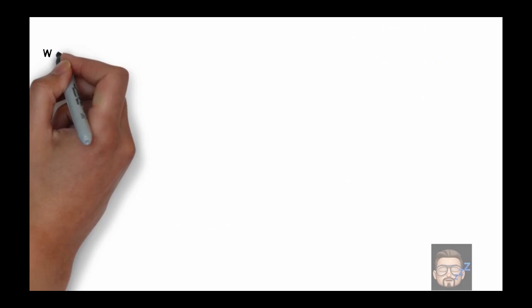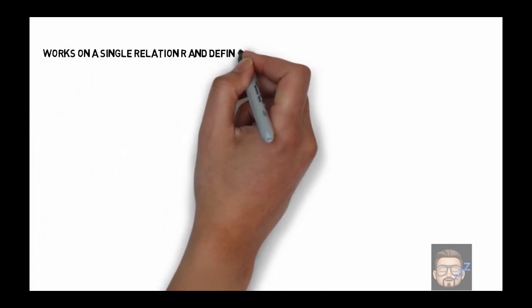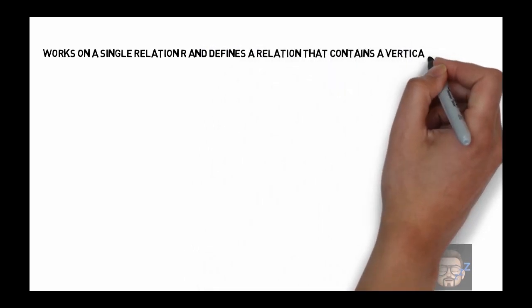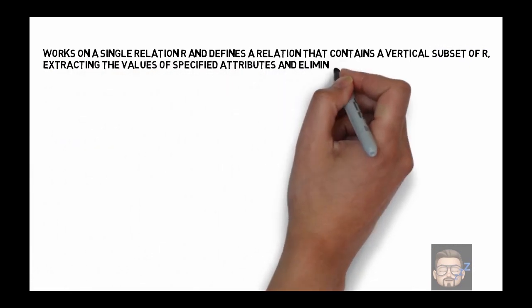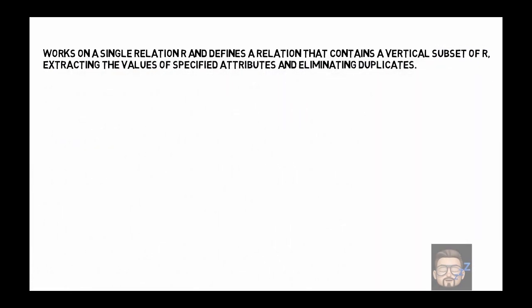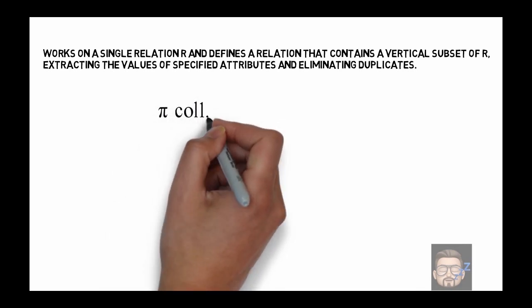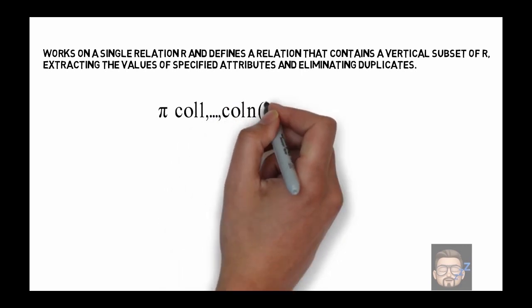Now let's take a look at projection. Projection works on a single relation R and defines a relation that contains a vertical subset of R, extracting the values of specified attributes and eliminating duplicates. So what does it mean here? We want to project only the column. Okay, we have to take only the column.